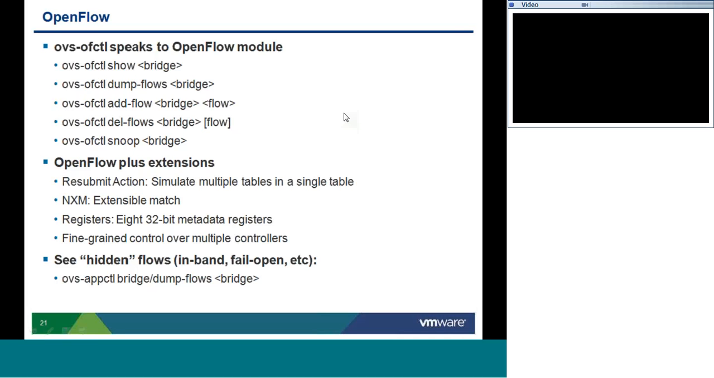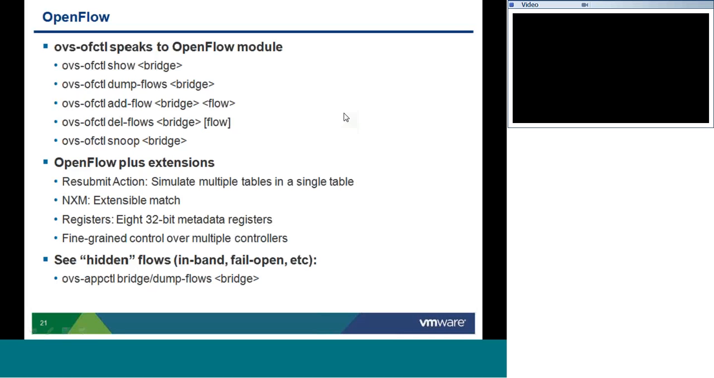So the resubmit action was that you could resubmit a packet from. You said you could simulate multiple tables in a single domain so that you can go to a higher priority flow in the resubmit action? So the way the resubmit action works is, you can go to different tables. This predates having multiple table support, and so this was a way of doing multiple tables when you only had a single table.